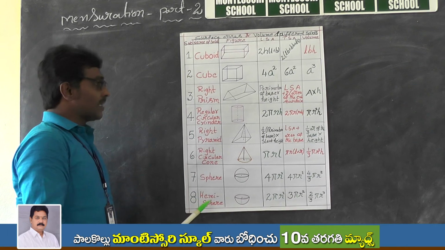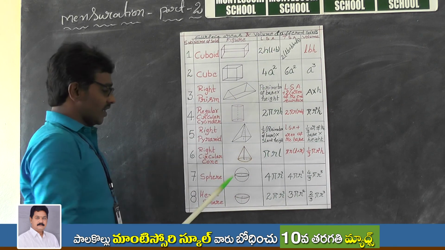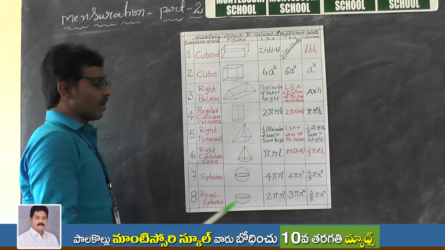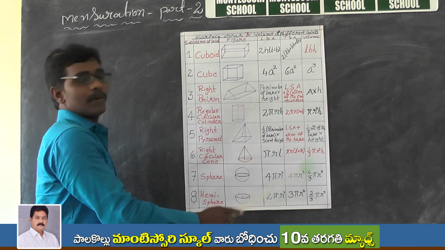Next one, hemisphere. This is a model of the hemisphere. Lateral surface area of the hemisphere formula is 2 pi R square. Total surface area of the hemisphere formula is 3 pi R square. Volume of hemisphere formula is 2/3 pi R cube.